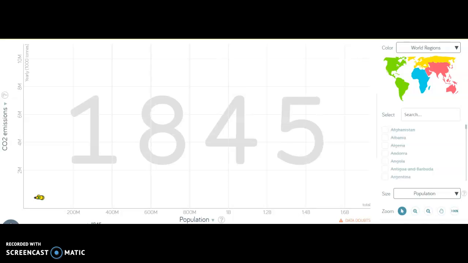The reason it's important to track CO2 emissions is because it is a greenhouse gas. It absorbs heat in the atmosphere and prevents it from escaping back into space, and thus contributes to global warming.